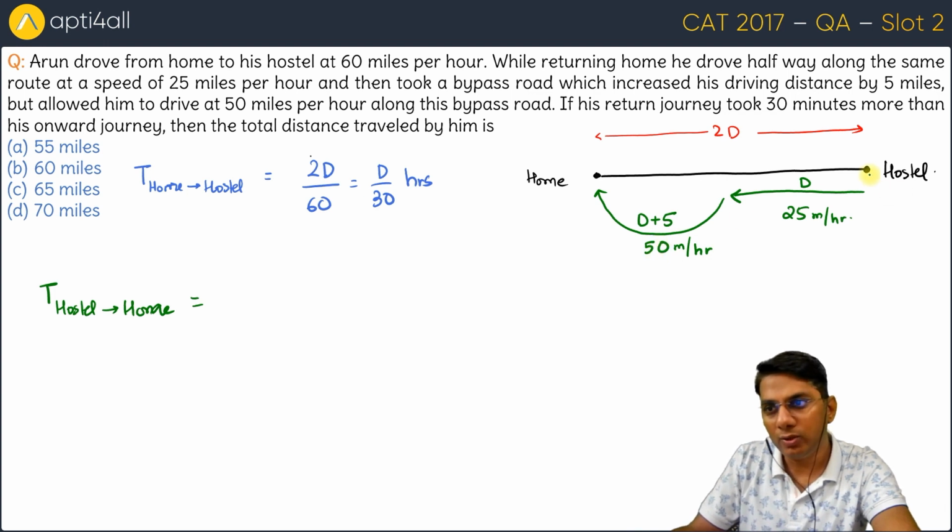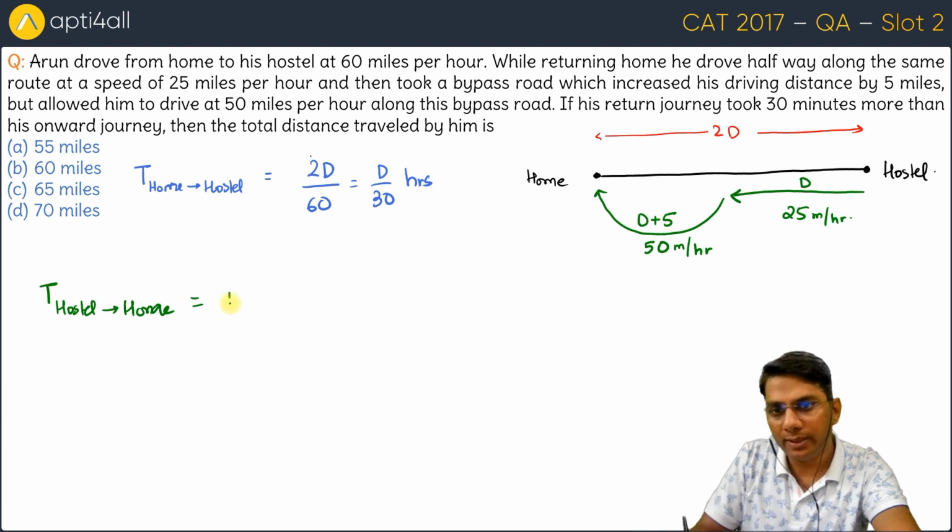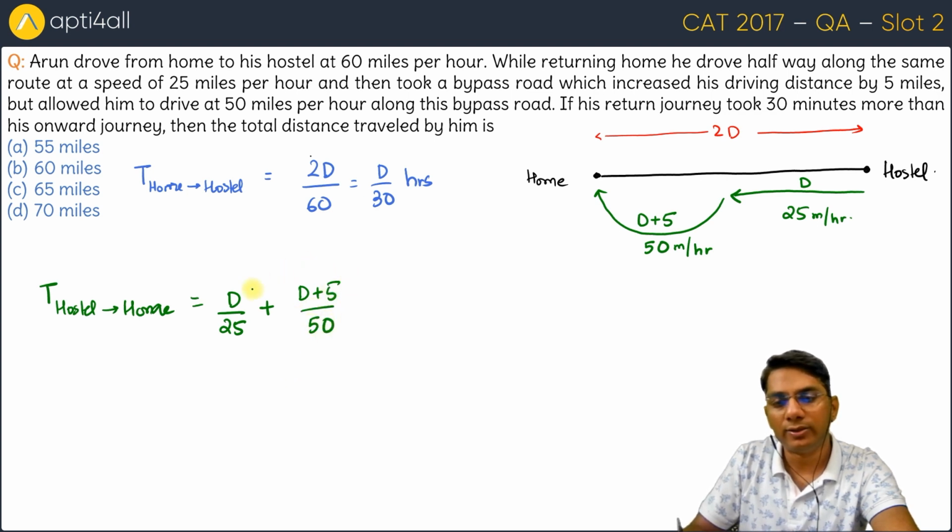So the time taken to go from hostel to home will be the time for this part plus the time for this part. So the time for this part will be d miles at a speed of 25 miles per hour, so these many hours, plus for this part the time taken will be d plus 5 miles at a speed of 50 miles per hour. So this is the time taken to go from hostel to home.